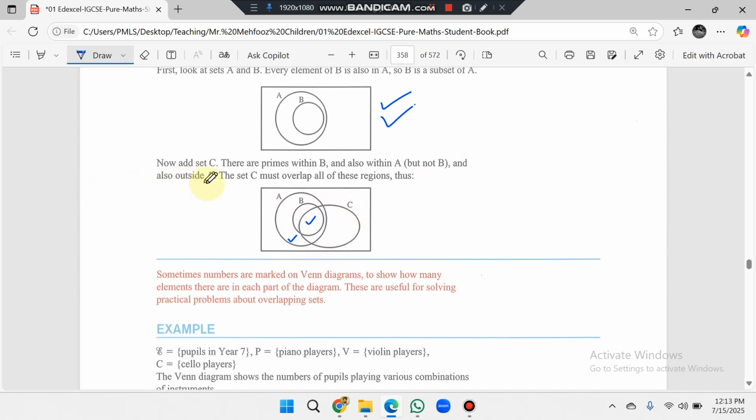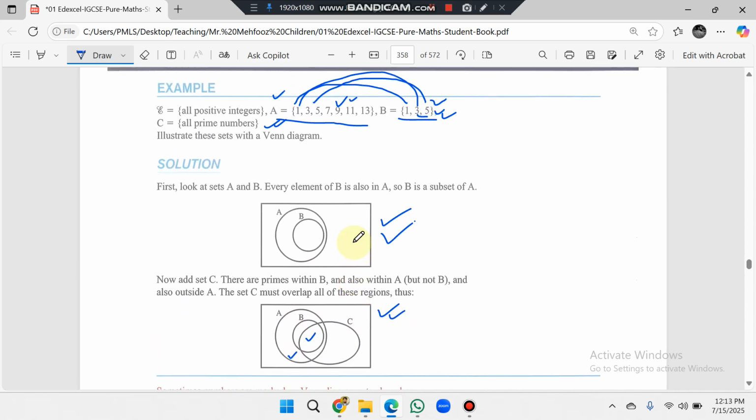And also outside A, the set C must overlap all these three regions. Thus, this is the Venn diagram notation of these three sets. Any problem? No. Okay, good. So this is also an example.